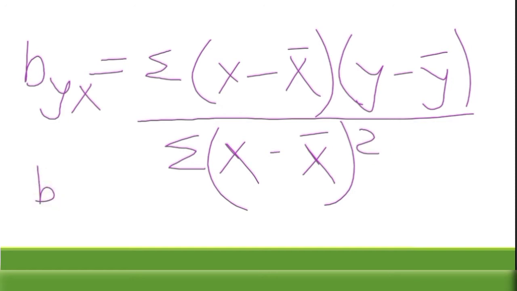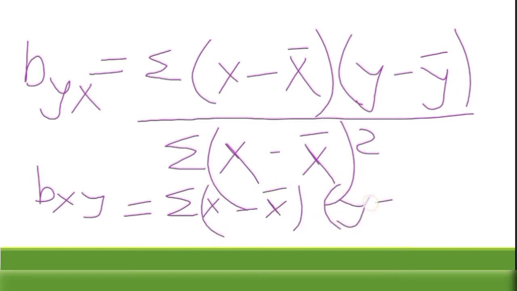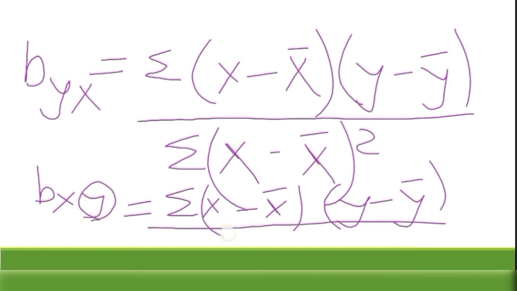And as I told you, for bxy the numerator will be same, which is sigma x minus x bar into y minus y bar, divided by, as y is outside, sigma y minus y bar whole square. So just a way to remember the formula: if it is byx, then in the denominator it will be sigma x minus x bar whole square, and if it is bxy, then in the denominator it will be sigma y minus y bar whole square.